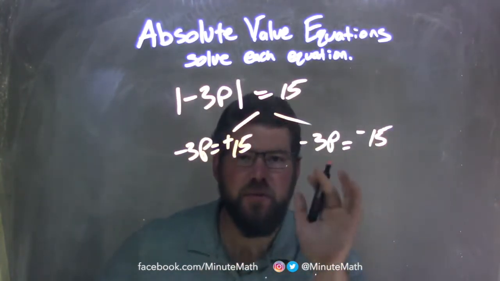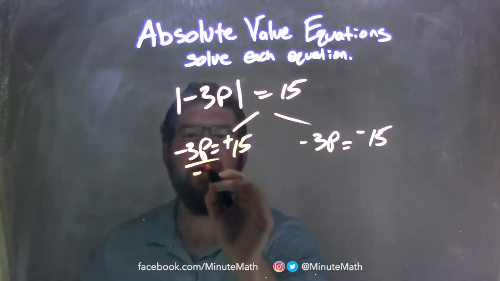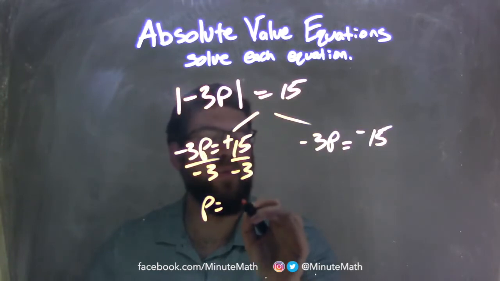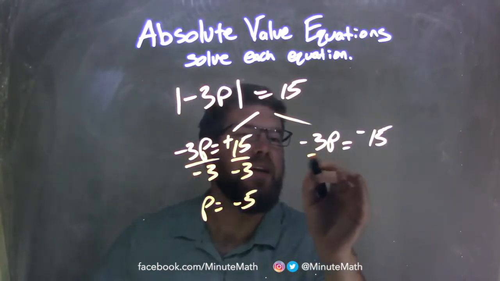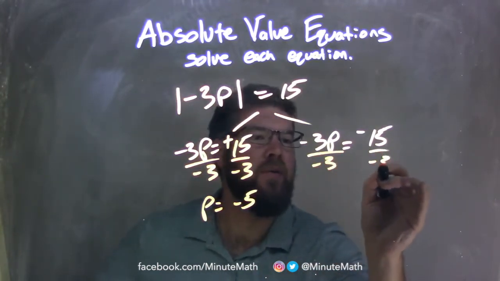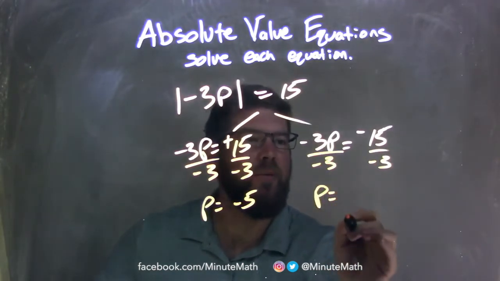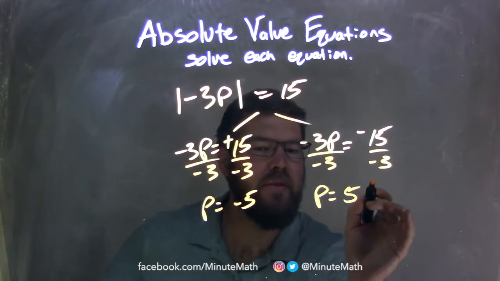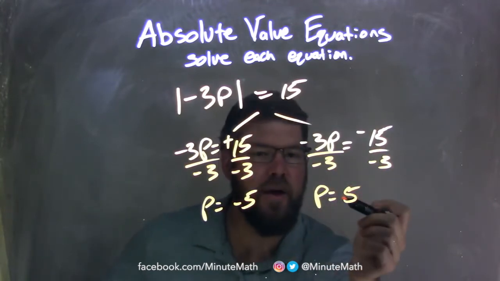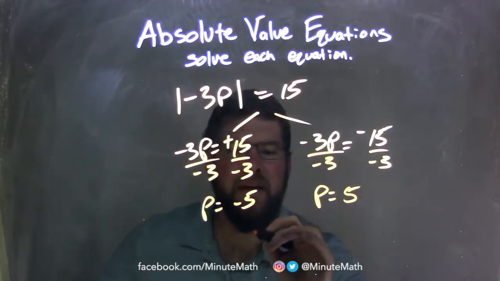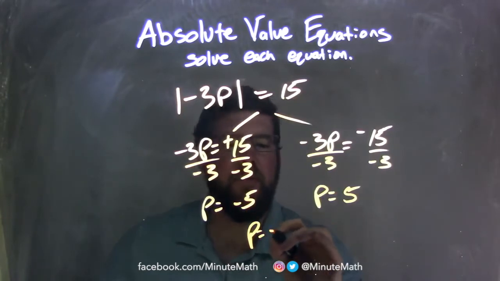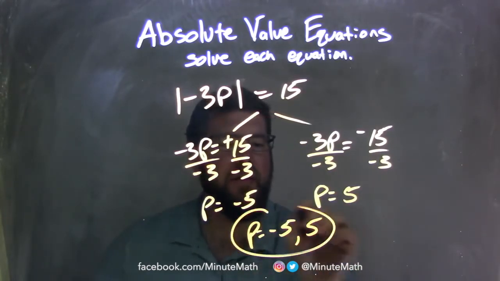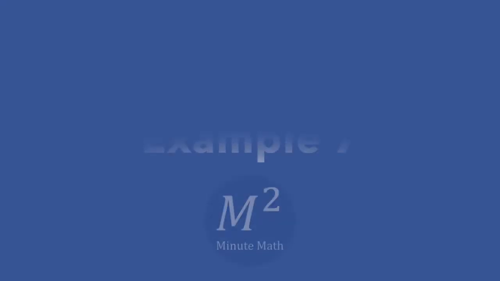I then solve each equation individually. I divide by negative 3 on both sides. p equals 15 divided by negative 3, which is negative 5. Divide this side by negative 3 as well, leaving me with p equals negative 15 divided by negative 3, which is a positive 5. And so my two answers are negative 5 and positive 5. So to write it in one nice statement, p equals, lower number first, negative 5, comma, positive 5. And there we go. That's our final answer.